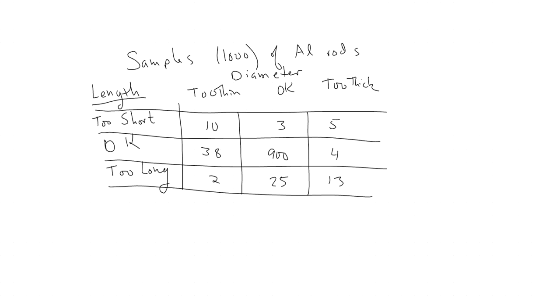So first of all, let's just go back to this. What's the probability that a randomly selected rod's diameter is okay? Okay, so here's the diameter. Let's go ahead and look at these. And so we get 928 over 1,000.